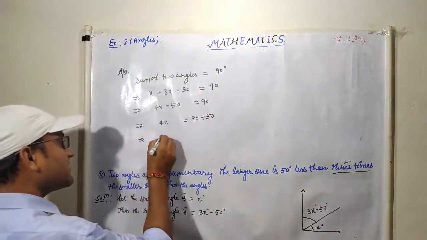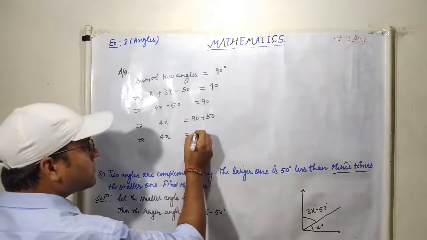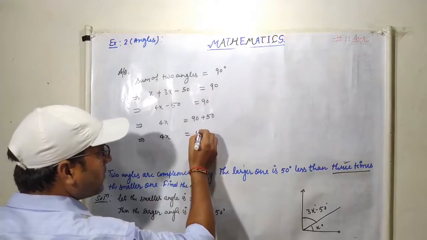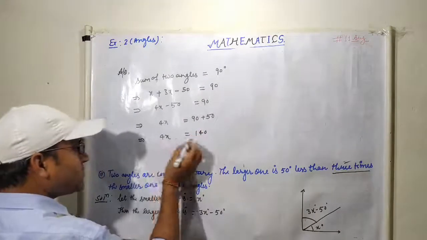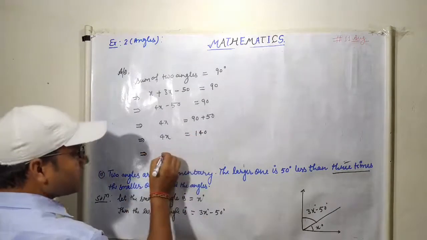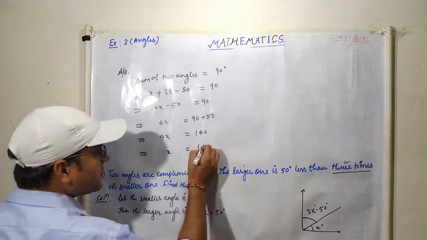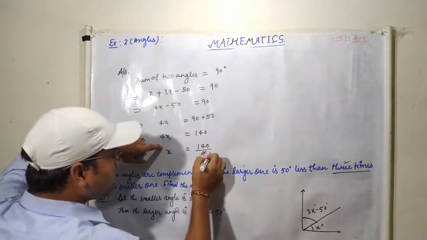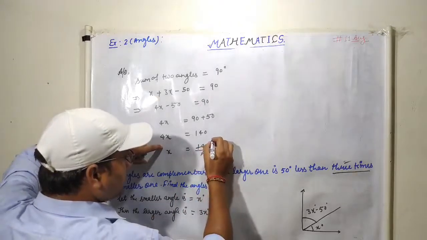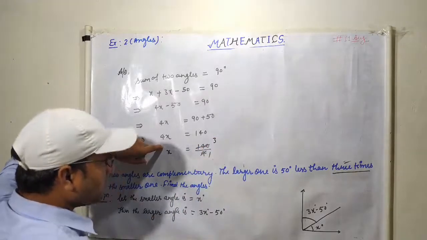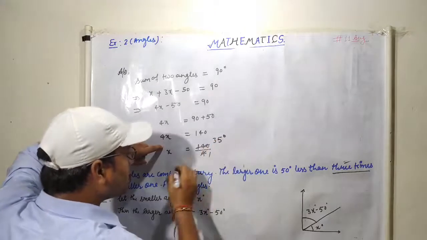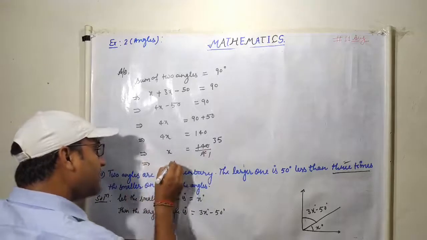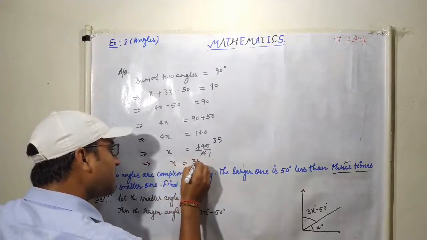So now 4x is equal to 140. 4 is in the form of multiplication, so it goes to that side, and multiplication changes into division. 140 upon 4, students, then you will cancel this. 4 1s are 4, 4 3s are 12, 4 5s are 20. So you will get x is equal to 35, means x is equal to 35 degree.